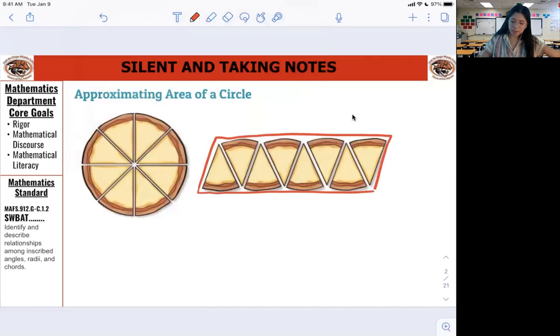It's not a trapezoid. It's actually something more specific. It's not a rhombus, because remember, rhombuses have equal sides. So think a little less specific than that. There you go. This is a parallelogram.